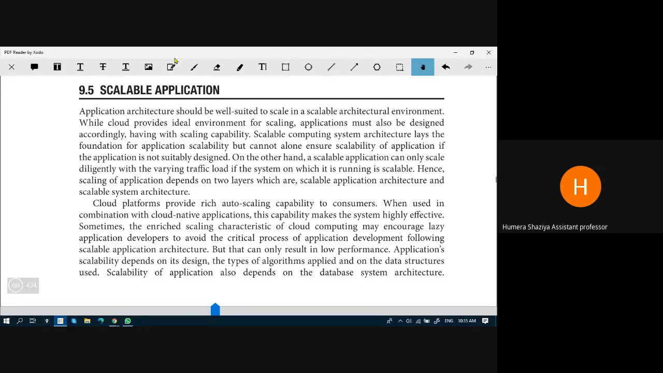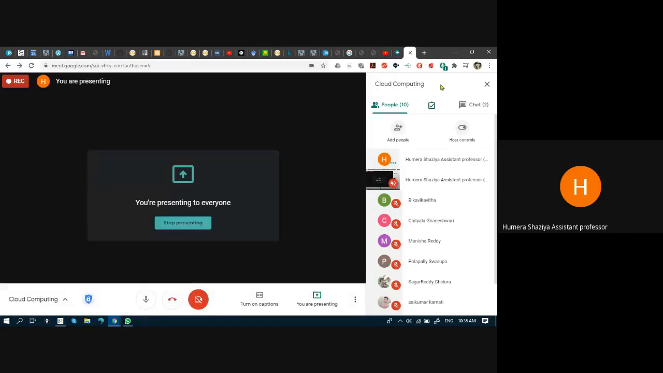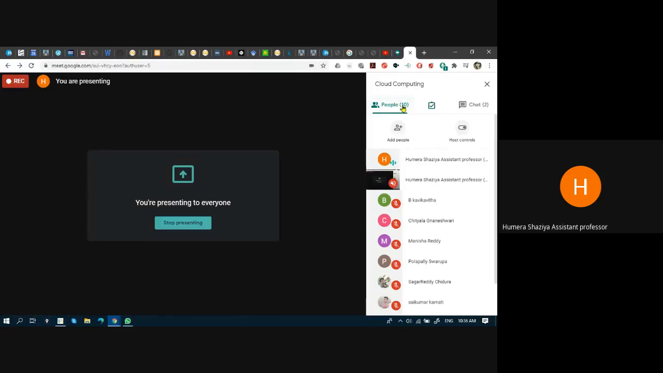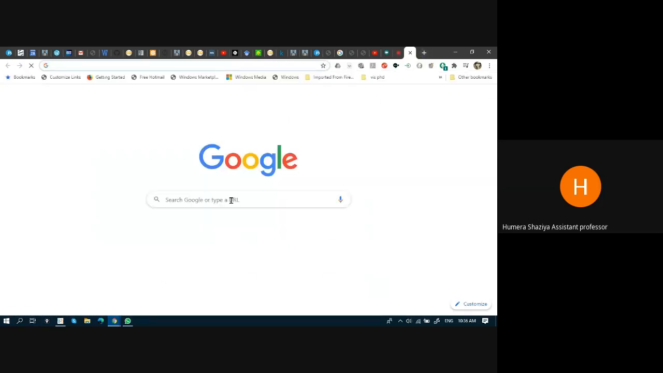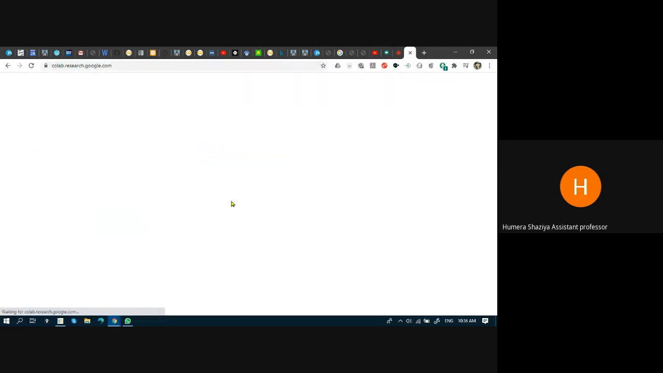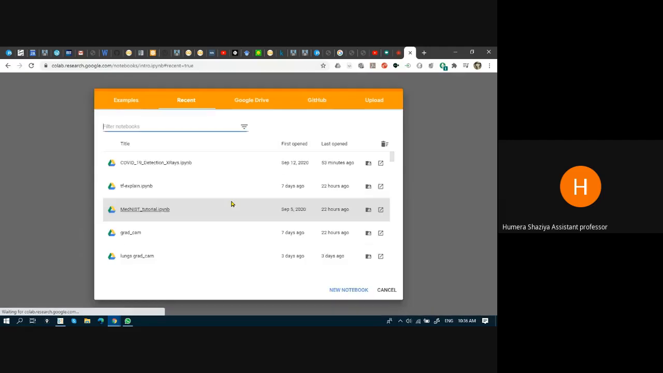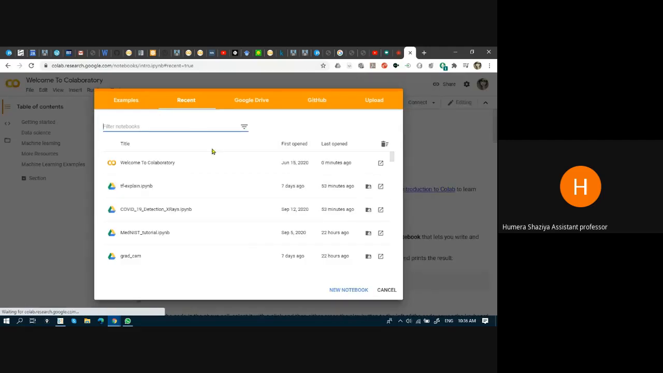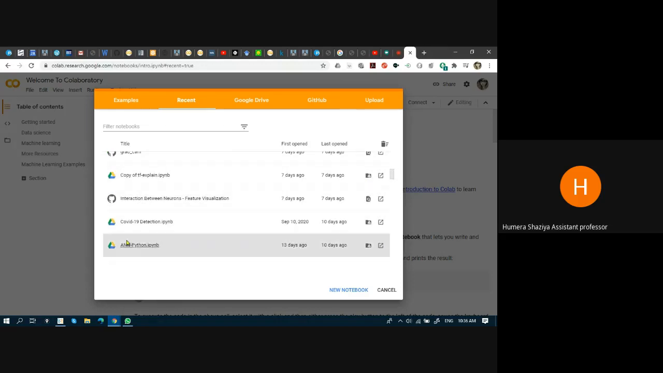Okay. Actually, I would like to show you here how in cloud we can perform the things. All of you students, try to execute a program today on Colab, Google Colab. This is a cloud-based platform to execute programs.